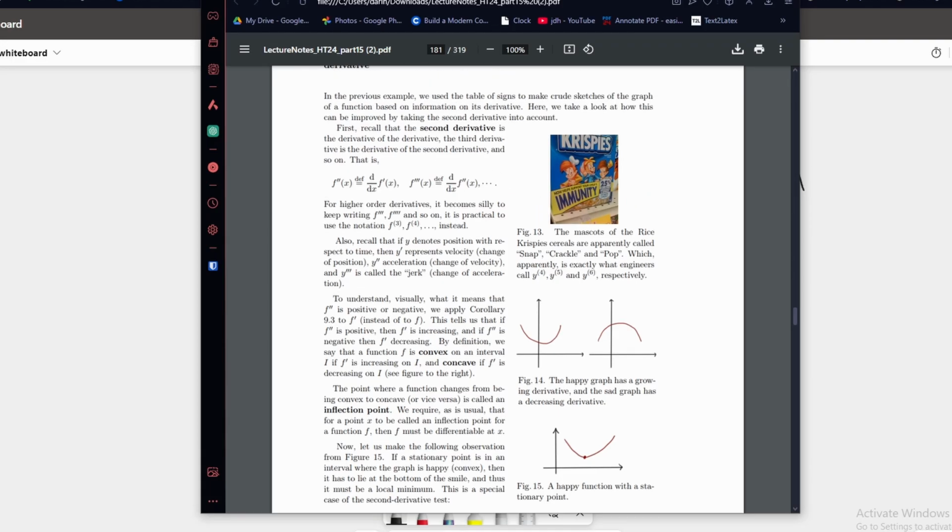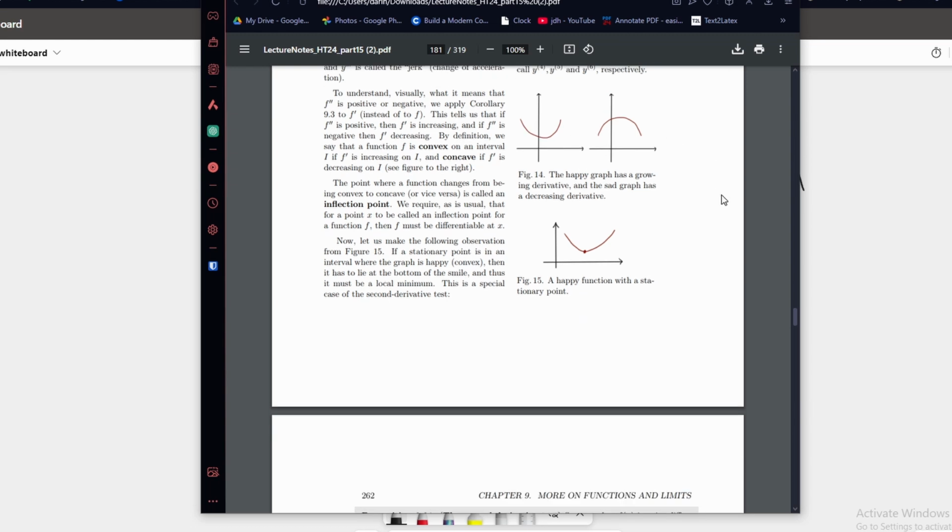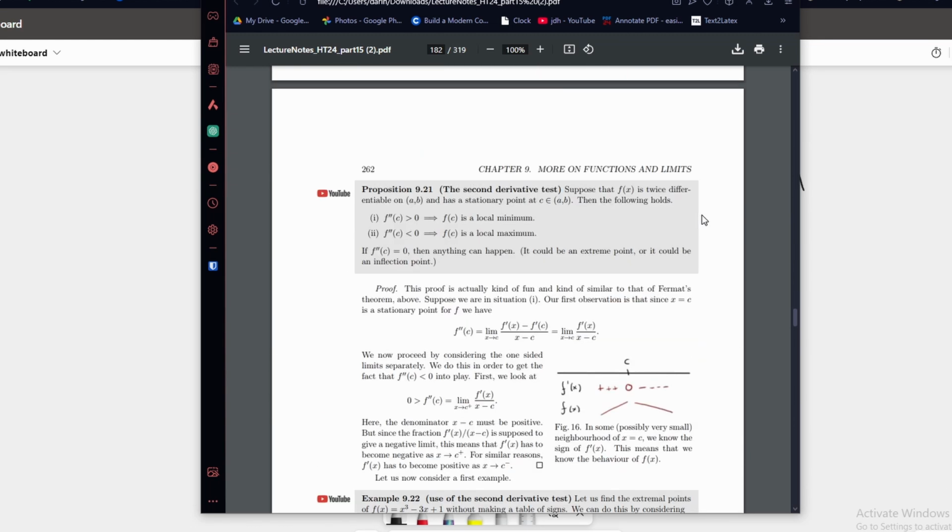We have the second derivative. Here they go through convex and concave, a happy function. So here is the second derivative test. Suppose f is twice differentiable on (a, b) and has a stationary point at c in (a, b), then it holds that f has a local minimum. And if f double prime is equal to 0, then anything can happen. It could be an extreme point or it could be an inflection point.